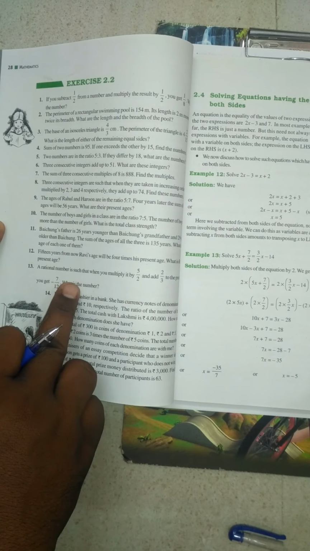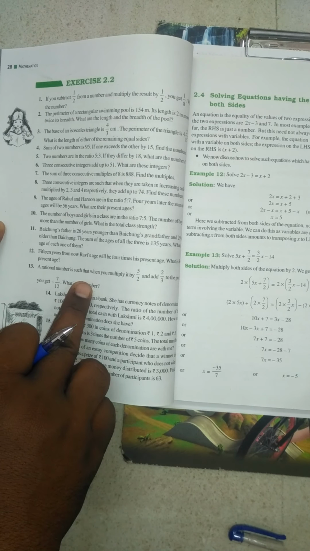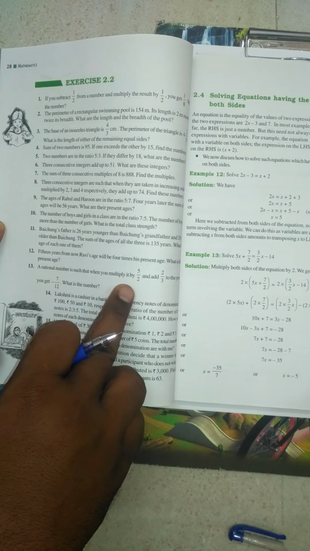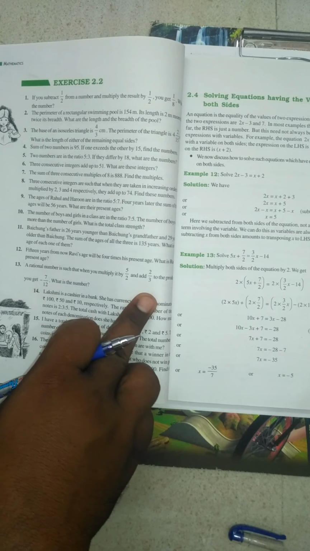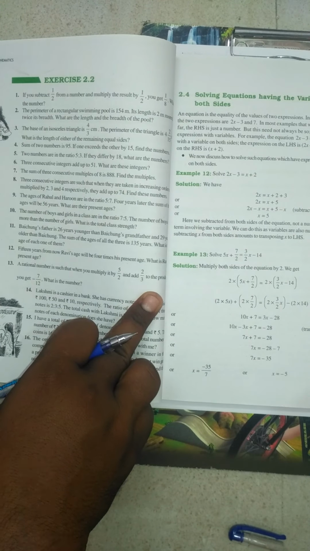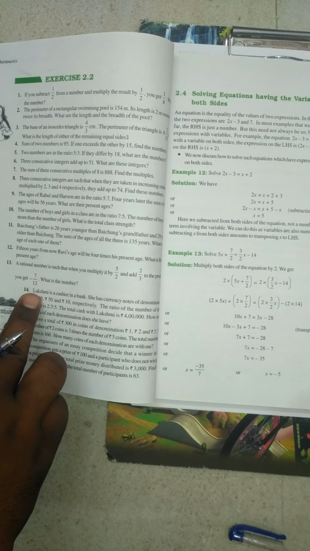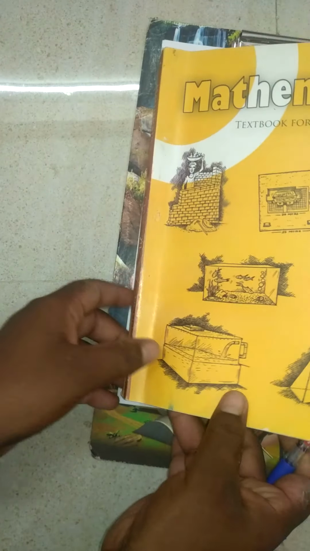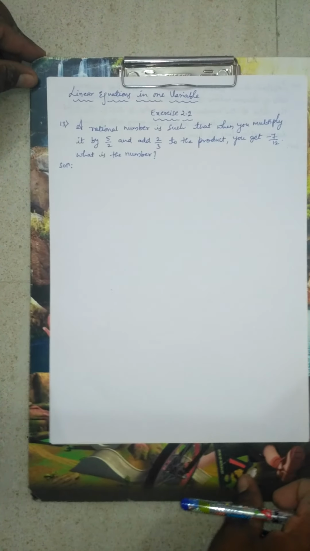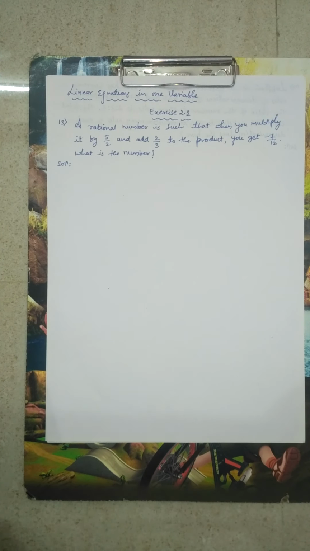A rational number is such that when you multiply it by 5 by 2 and add 2 by 3 to the product, you get minus 7 by 12. What is the number? Now come to the solution.